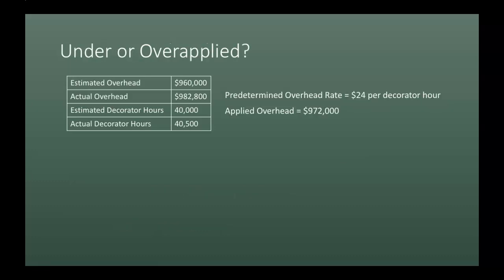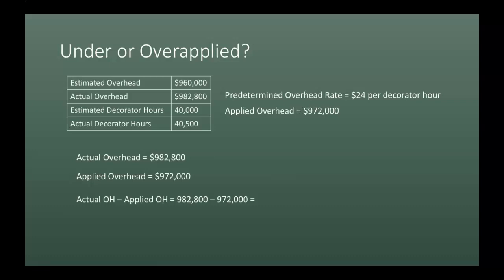So part C wants to know, was it under or over applied and by how much? So our actual overhead was $982,800. At the end of the year, that's what we actually spent in overhead costs. Our applied overhead was $972,000. That's what we would have expected to spend based off of the number of decorator hours we had this year. So we take the difference between those two. 982,800 minus 972,000, and we get 10,800.